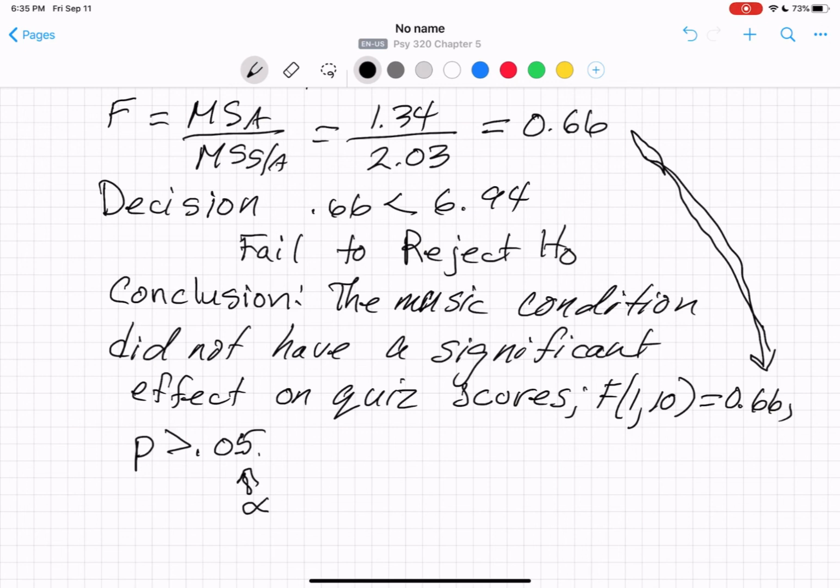All right, so that is our full example. I'm going to stop there. In the next video, I'll be using the exact same data to show you how to do the independent samples t-test. Okay, so that's what's coming next, and that should be the last video for chapter 5.